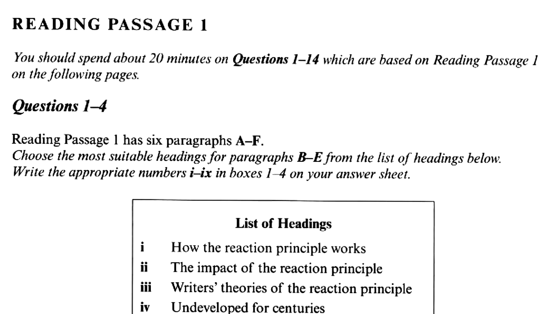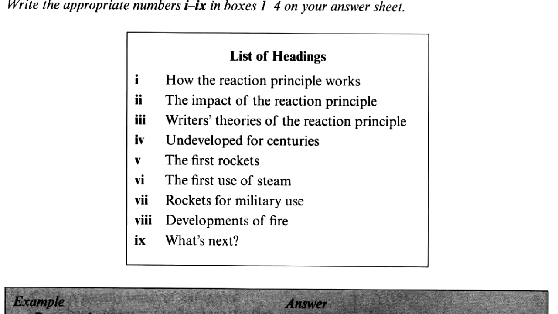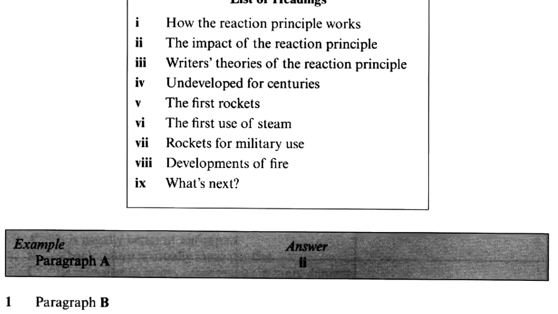And this is list of headings. Yes, many people think this is very difficult, but this is not difficult. I'll teach you inshallah. List of headings, we have 6 paragraphs, A, B, C, D, E and F. And we have almost 9 headings. For 6 paragraphs, we are given 3 extra headings. And we are supposed to choose the appropriate headings for all the paragraphs A, B, C, D, E and F.